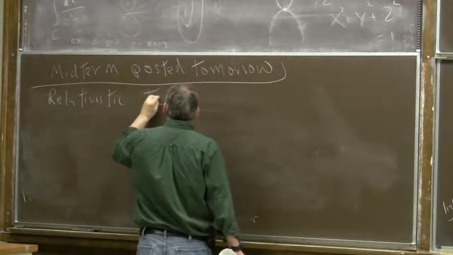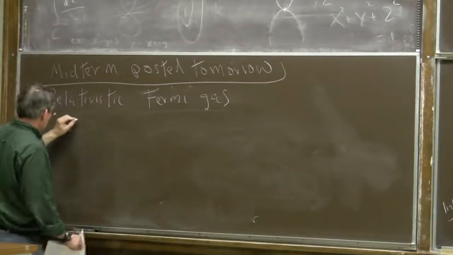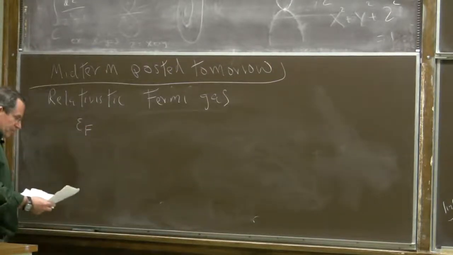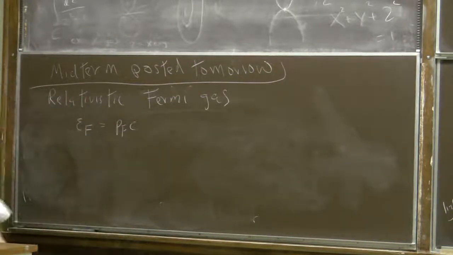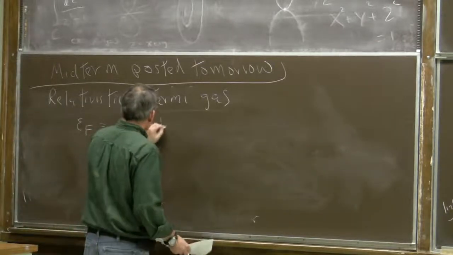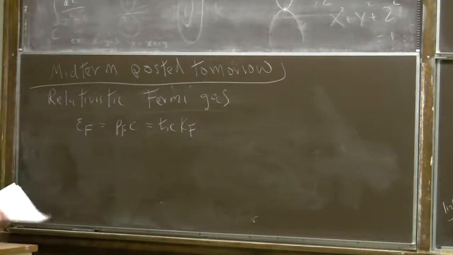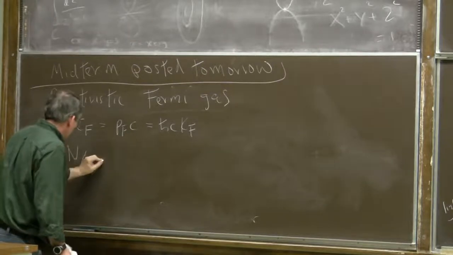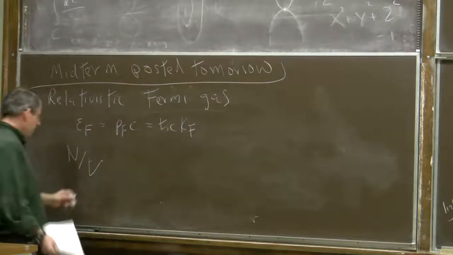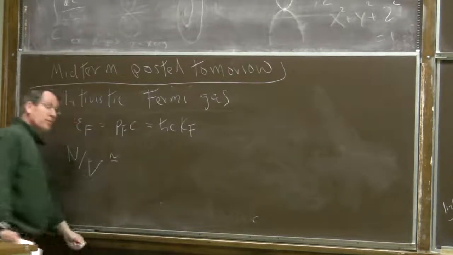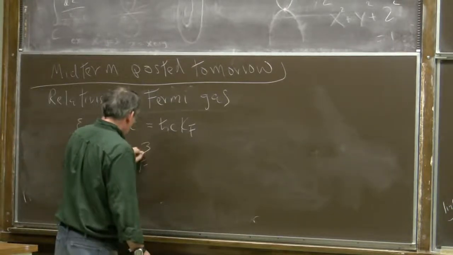So if it's a relativistic Fermi gas, now the Fermi energy, which is the Fermi momentum times c instead of p squared over 2m, is h bar c times the Fermi wave number. Well, I can still say, since our counting of states still applies, again, not worrying about pi's and factors of order 1, that the number of particles per volume goes like the Fermi momentum cubed.